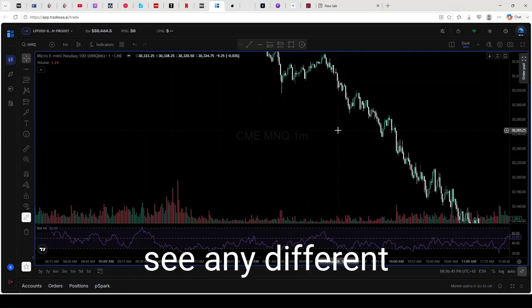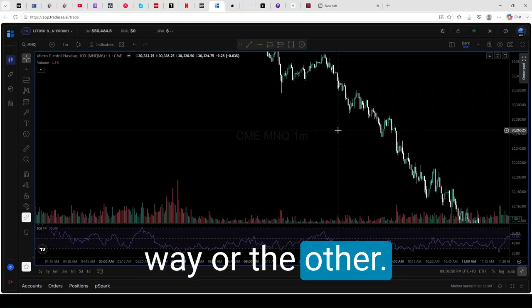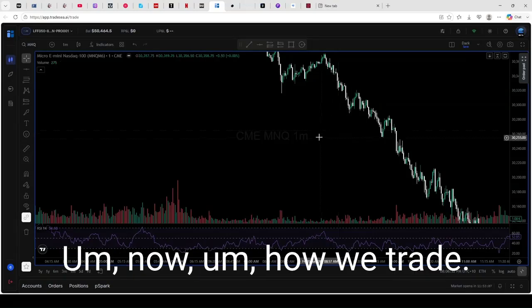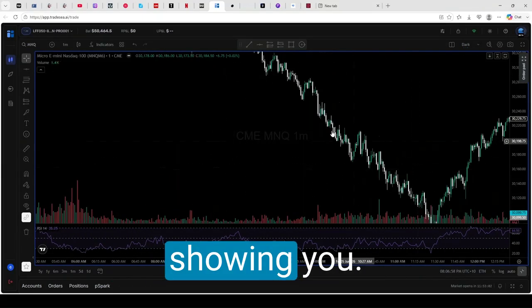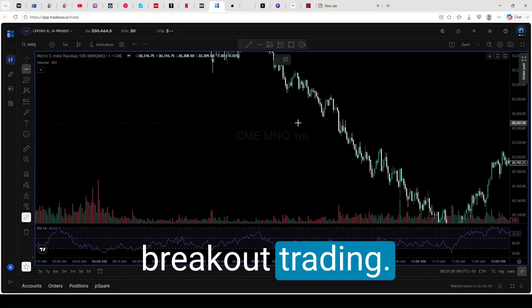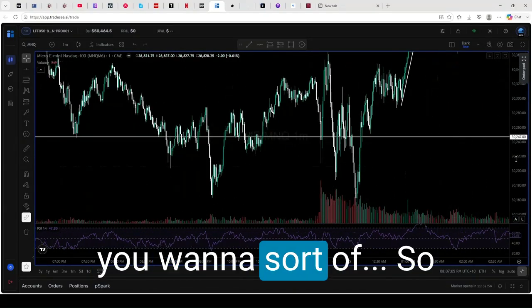Cool. Now, I know this is not in replay mode. That's fine. You're not going to see any different results, which is cool. That's what I love about this strategy. It's either one way or the other. Now, how we trade. So I trade breakouts. This is what I'm showing you. This strategy is my breakout trading.